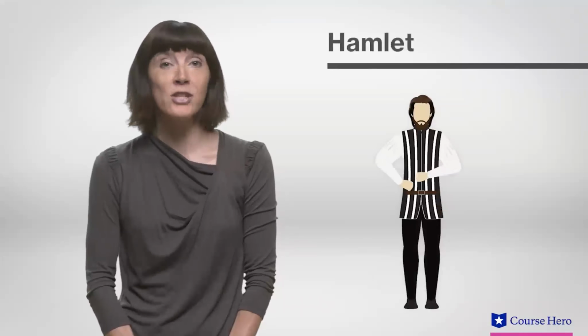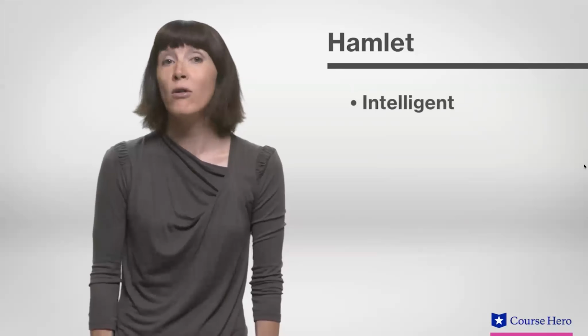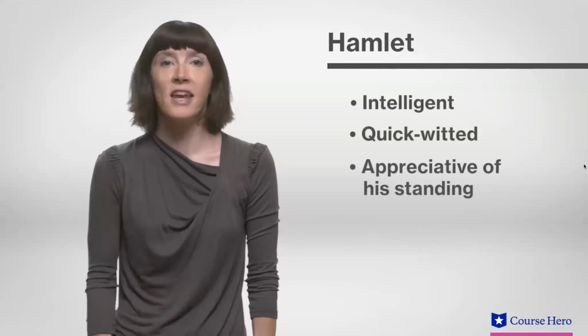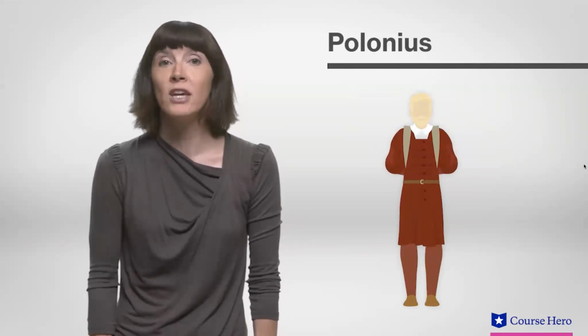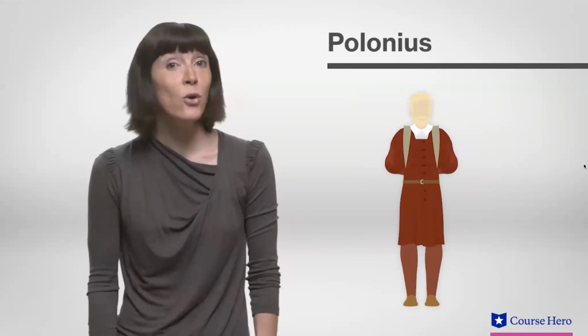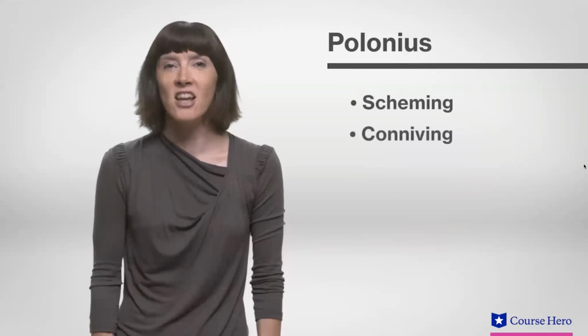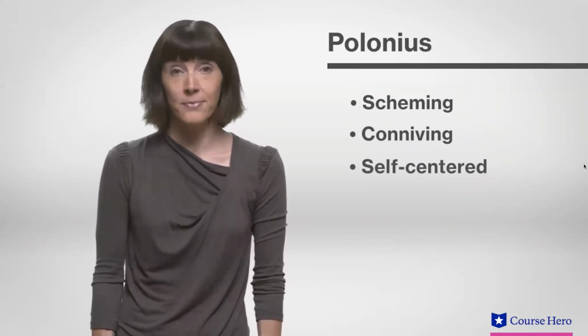Let's meet some of the characters from Hamlet. The title character is the 30-year-old Prince of Denmark, an only child. Hamlet is a gentle, deep-thinking, loving, and loyal man. He is not only intelligent, but also quick-witted, appreciative of his standing, and self-aware. Polonius, counselor to King Claudius and father to Laertes and Ophelia, loves his children, but he is willing to sacrifice them for his own reputation. He is scheming and conniving, often to promote his reputation at the expense of others.